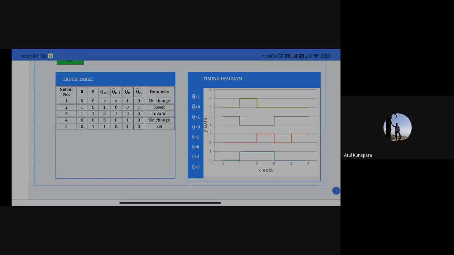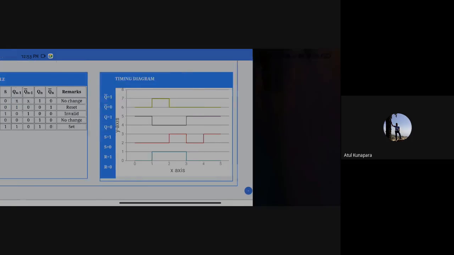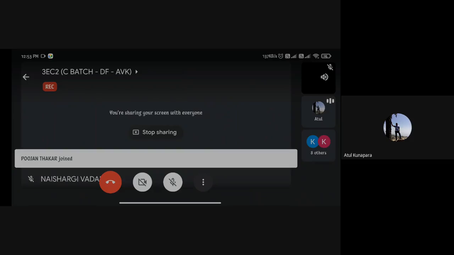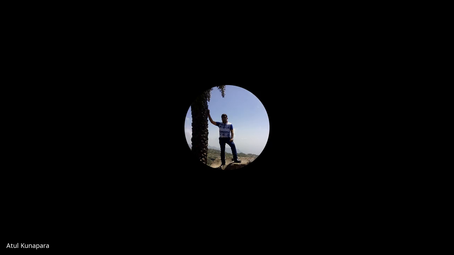Okay, that's fine. Everyone, please do it like this and get it verified so that you will be able to understand how this latch is working.